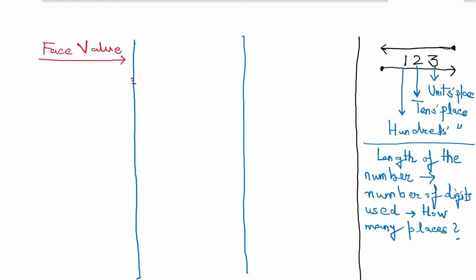So face value is nothing but the name of the digit used in that place. That here refers to that place. Which place are we talking about? Units place, tens place, hundreds place, etc.